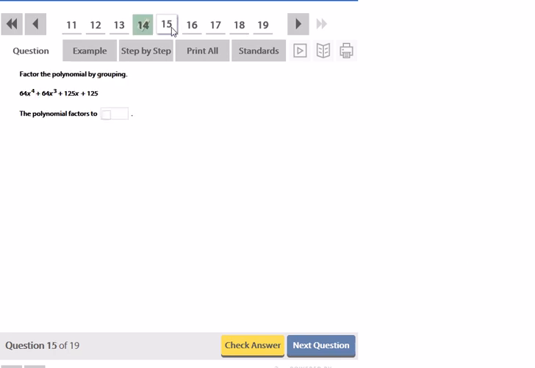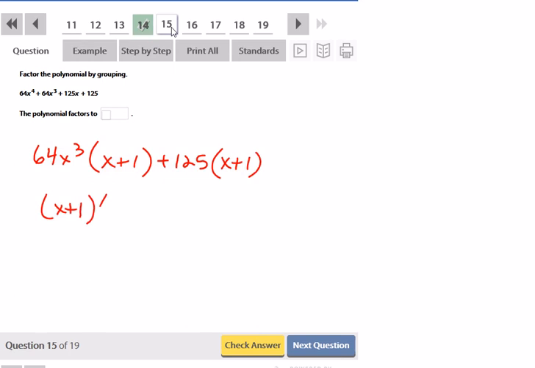Okay, the last one, factor by grouping. First, I look for a common factor with all 4 terms, but they don't all have something in common. So the first two have a 64x to the third in common. They can both be divided by 64x to the third, which leaves me x plus 1. The second two can both be divided by 125, which leaves me an x plus 1. So the groups would then be x plus 1 and then 64x to the third plus 125. But that 64x to the third plus 125 can still be factored further because that is a sum of cubes.